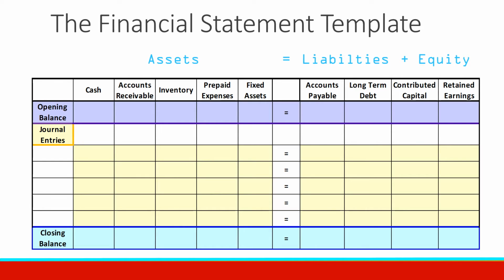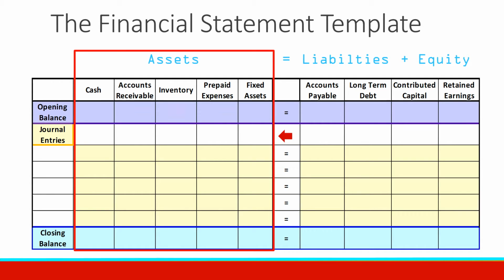Today's focus is going to be on the abbreviated or basic Financial Statement Template, which focuses on the balance sheet. You can see the balance sheet equation, assets equals liabilities plus equity, written across the top of this template. You can now see the assets highlighted in the Financial Statement Template. Written on top is the word assets. Underneath, you can see the accounts cash, accounts receivable, inventory, prepaid expenses, and fixed assets. Each is a column.